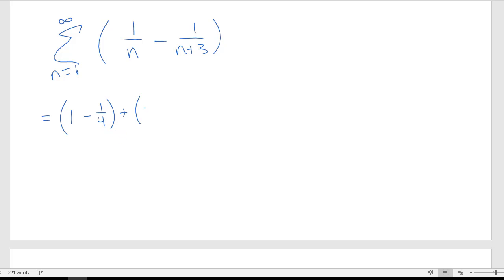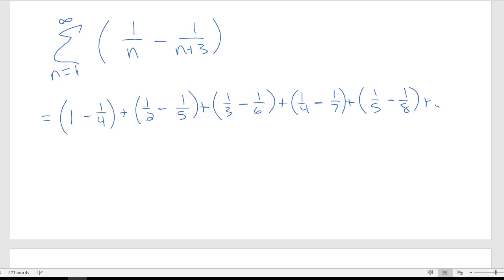And then I'm going to plug in n equals 2. I'm going to get 1/2 minus 1/5. And I'm going to plug in n equals 3, get 1/3 minus 1/6. So we have 1 minus 1/4 plus 1/2 minus 1/5 plus 1/3 minus 1/6 plus 1/4 minus 1/7 plus, let's see, this was n equals 1, 2, 3, 4. So if n equals 5, 1/5 minus 1/8, and so on and so forth. Now, this might not be enough terms for me to see the cancellation pattern.